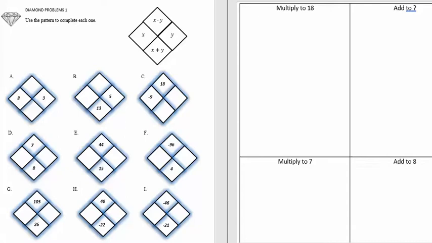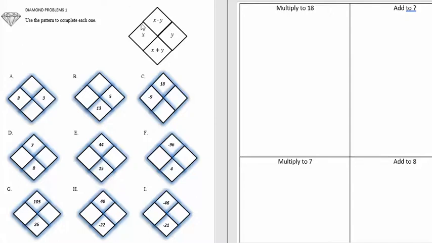Hello guys, this is a quick introduction to diamond puzzles. A few of you might remember these from what we did in class before break, but this is just a quick overview of what it looks like. So on the top of this left-hand page, you'll see that we have our example.